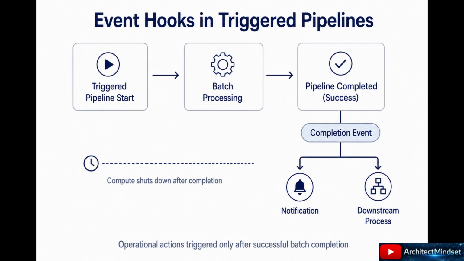In the triggered mode, event hooks are particularly useful for tracking the start and end of a batch run. Since a triggered pipeline shuts down its compute once completed, you might use a hook to send a notification like a Slack alert or trigger a downstream process only after the successful completion event is captured.